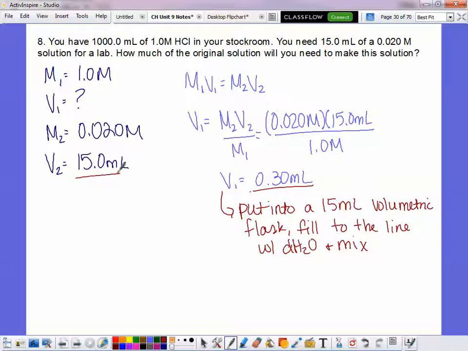Yep. Now, say I needed to do this in real life. At least here, I don't have a 15 milliliter volumetric flask. The smallest flask size that we have here is 100 milliliters. So I would have to do the calculation for making 100 milliliters of this solution and then just use 15 milliliters of it. Okay? So the only sizes we have are 100, 250, 500, and 1,000.